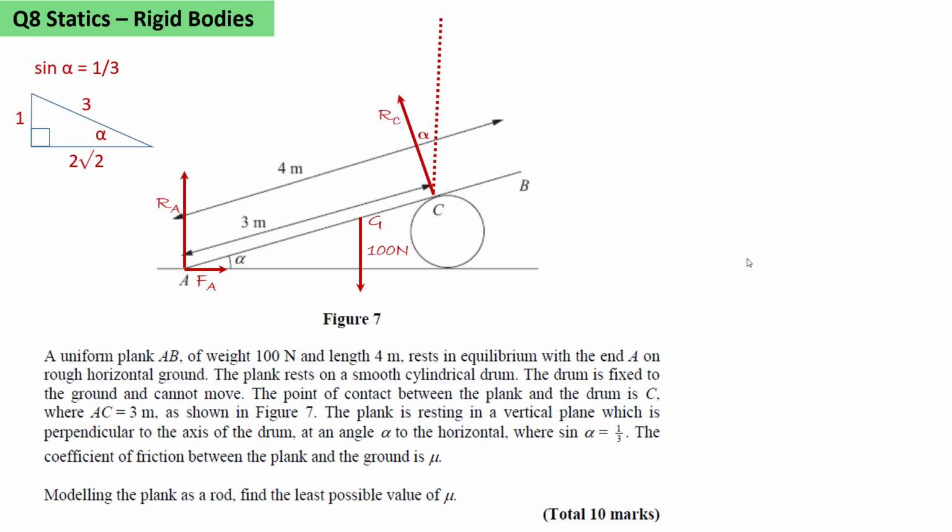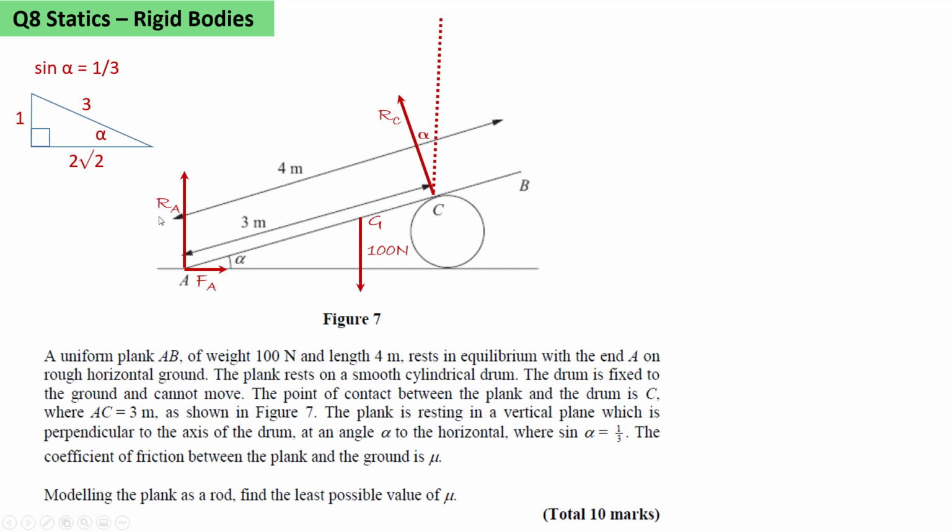We're told that sine alpha equals 1/3, so we draw a right angled triangle with a height 1 and a hypotenuse 3, so that the sine of alpha would be 1/3. We calculate the missing side using Pythagoras, so the square root of 9 minus 1 is the square root of 8, which is 2√2. And from this we can read the cosine as well as the sine of alpha.